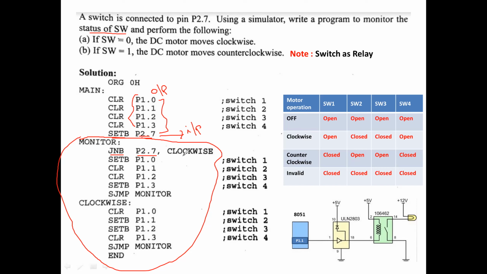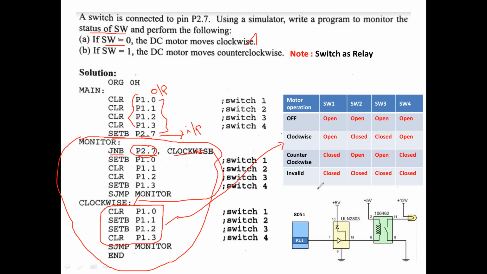then accordingly you should rotate in the clockwise or anticlockwise direction. For example, the switch is open. That is, jump if bit is not set. If the bit is not set, the switch is not set. Under this condition, go to the clockwise label. At the clockwise label, clear as per the configuration. What are all the bits that should be cleared? The same thing I have tabled here.